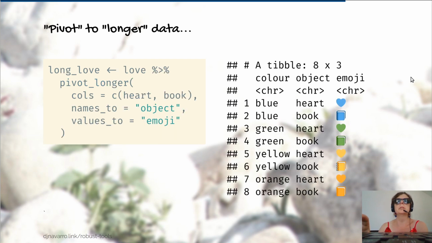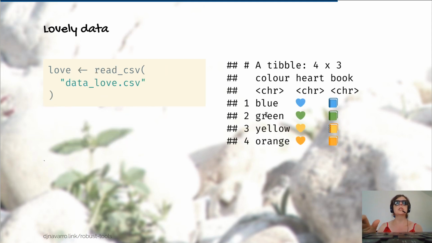Whereas what we do in the long form is all the heart and book emojis are all in one column called emoji, and what you've got is an indicator variable called object, which specifies whether this is a heart or a book. And so that's the gist of what we're trying to do. So to go from this data, which is in wide form, what we want to do is pivot it to be in long form. So we go like that.